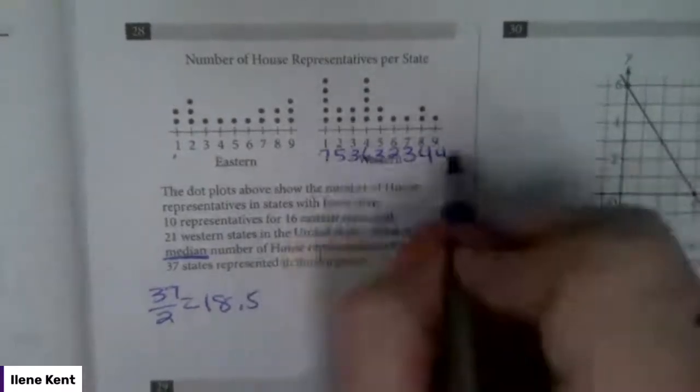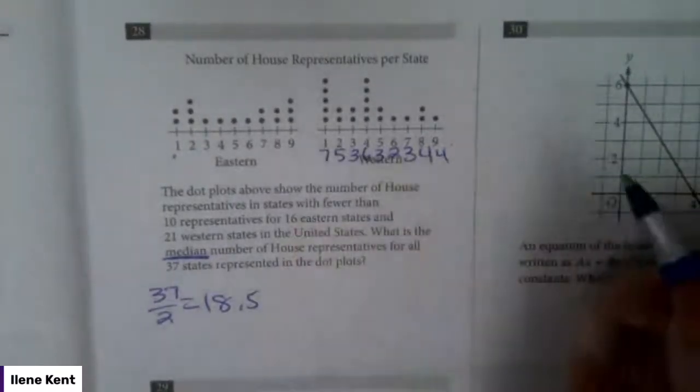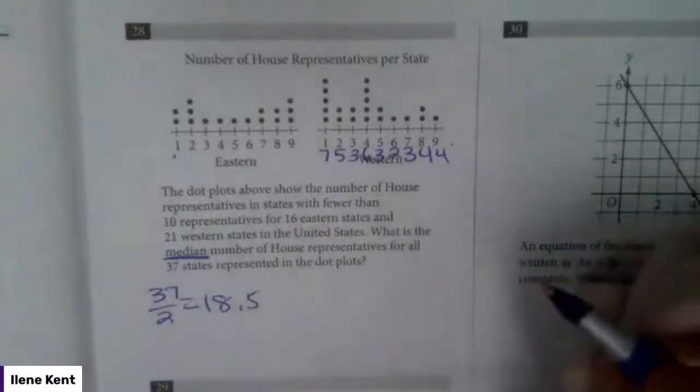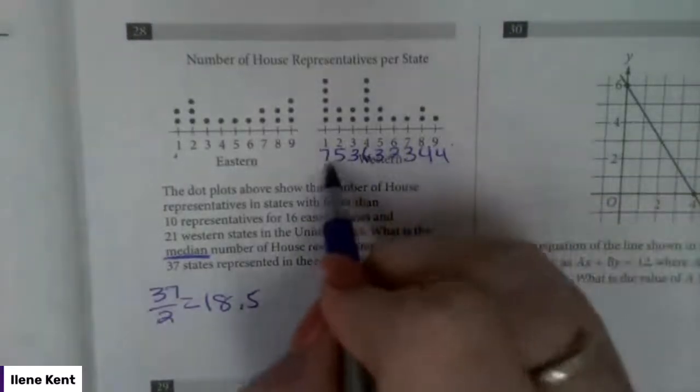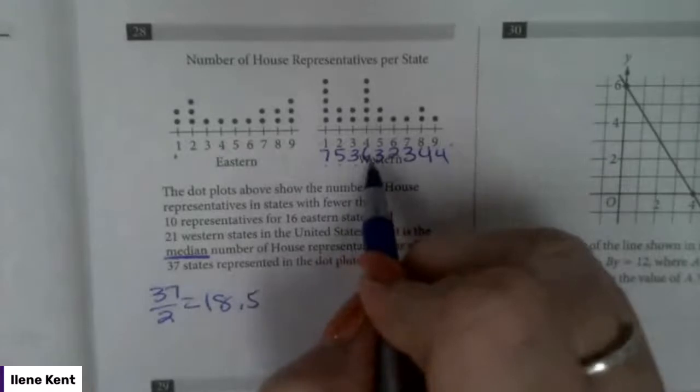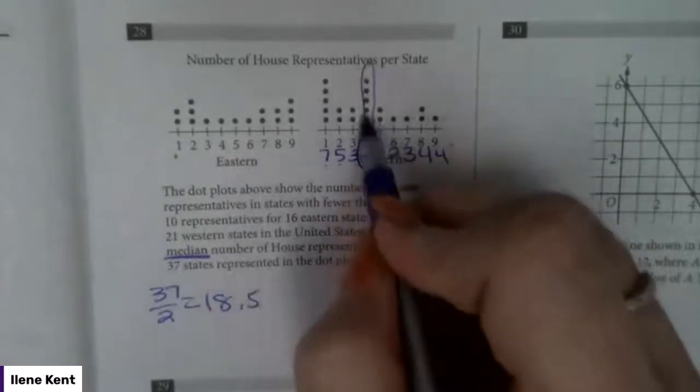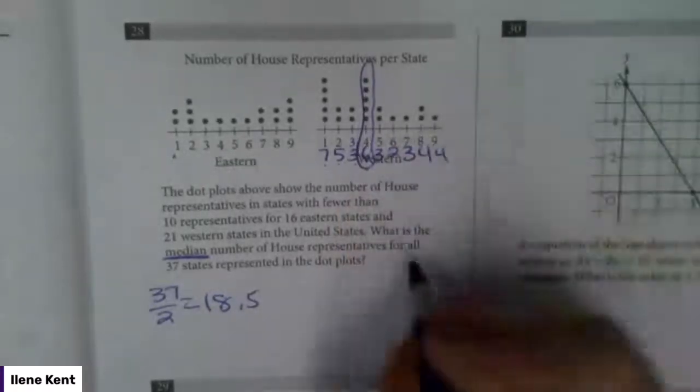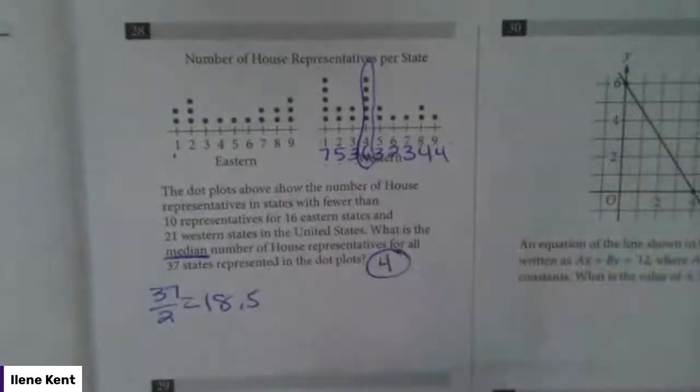So where's the middle between 1 through 9? It's the 18th or 19th one. So 12, 13, 14, 15, it's right here. Oh, 18 and 19 are 4, so we don't have to average anything. It's going to be 4. You can count from either direction.